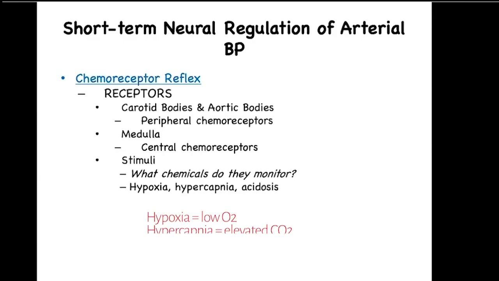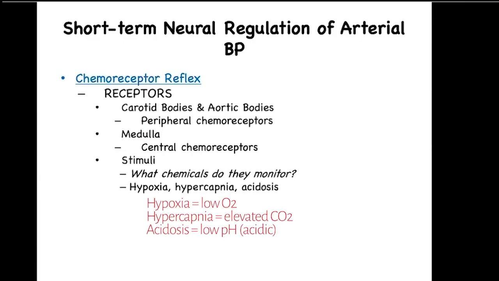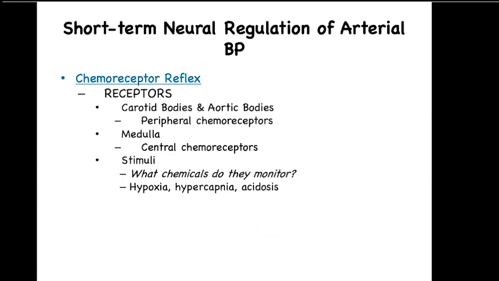These will be some new terms for you. Hypoxia is low levels of oxygen in the arteries. Hypercapnia is elevated carbon dioxide levels in the blood. And acidosis is decreased pH when it drops below 7.35. Remember, the normal range for your pH is between 7.35 and 7.45.